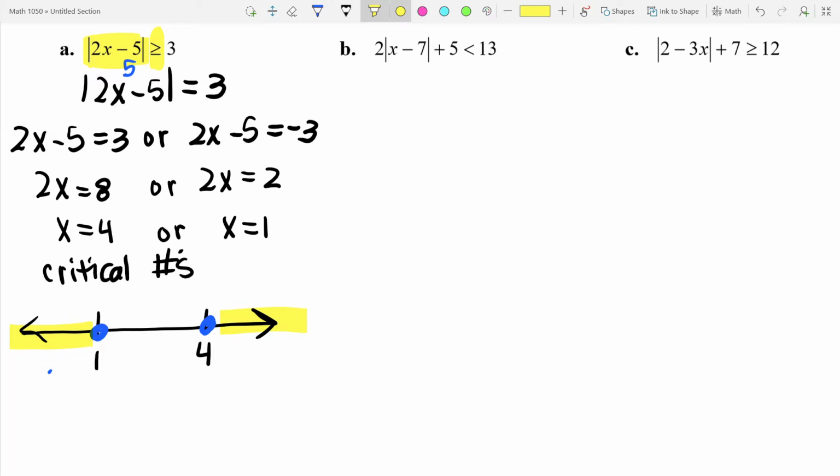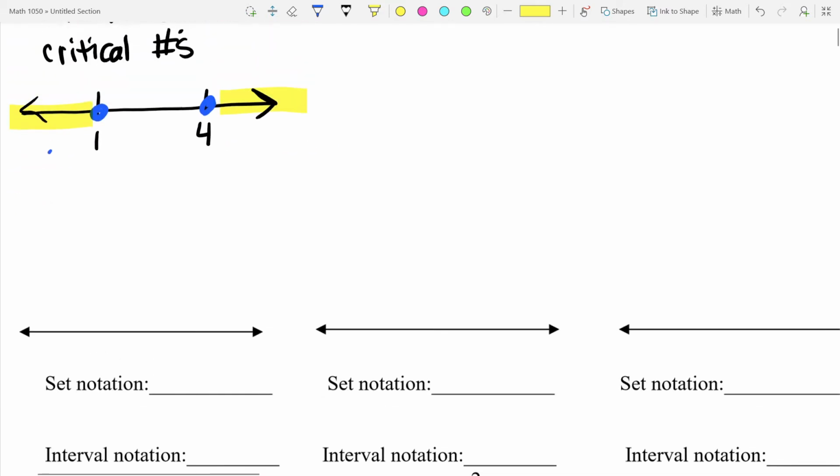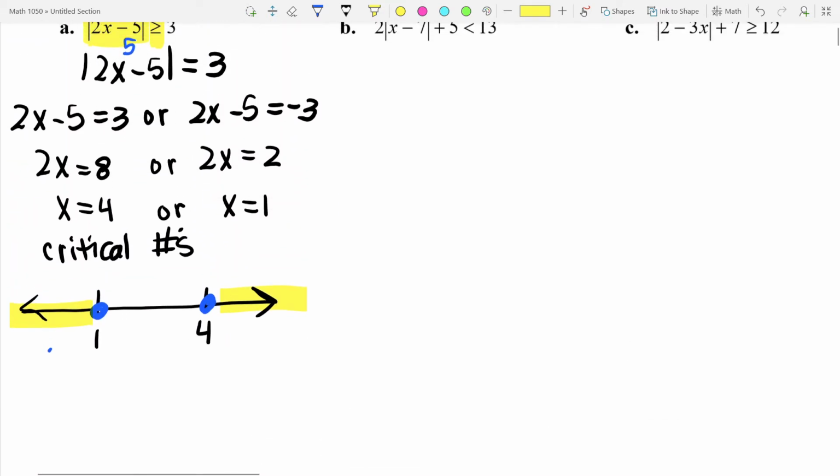Okay? Now we have to write our answer. They're saying set and interval. I'm just going to push mine right here. Okay, here's how you do set notation. Set is tougher than interval, I think. Here's what you do. You make a brace.